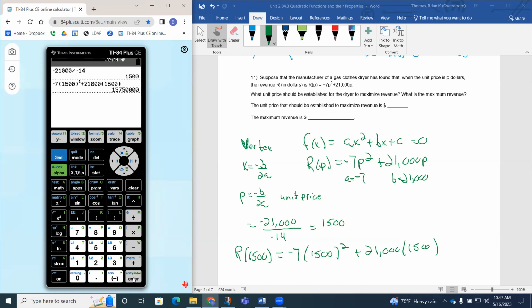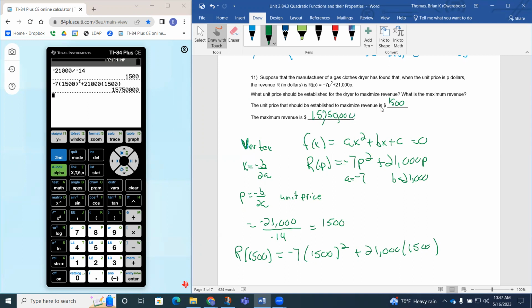That should give us our maximum revenue. So the unit price was this 1,500. And then the maximum revenue, we have this 1,575, and then 4 zeros. So if I come back through here with commas, 15,750,000 would be the revenue that we'd be anticipating by selling dryers at that price.